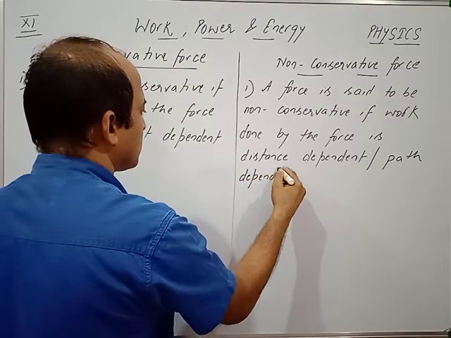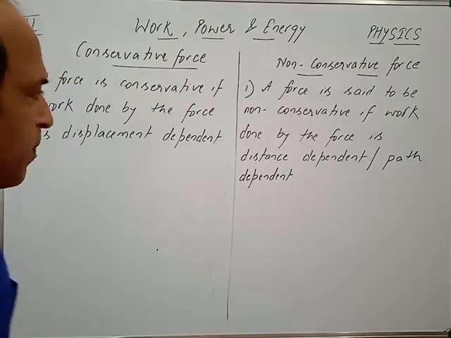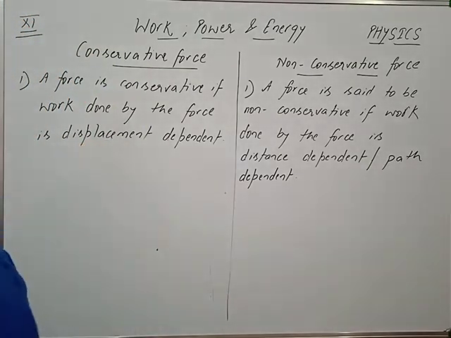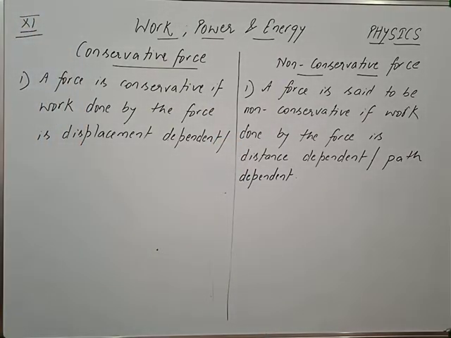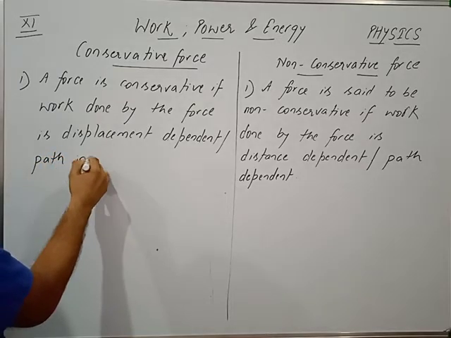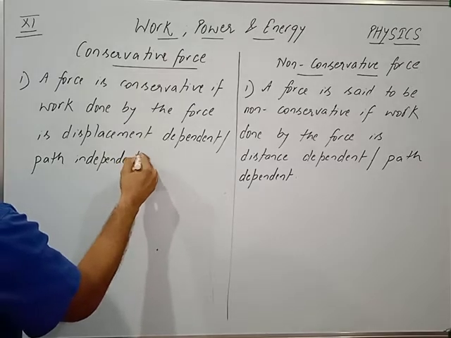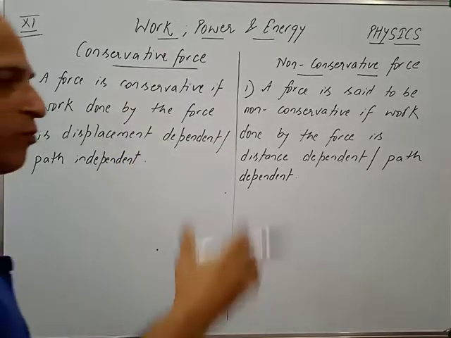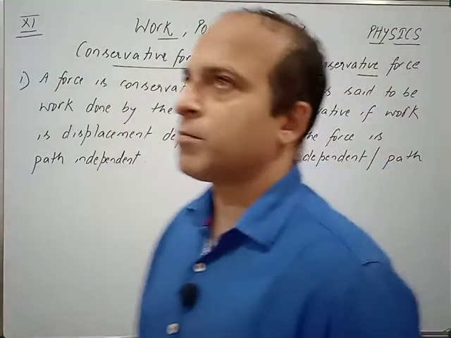That is, it depends upon the nature of the path that has been taken by the particle to move from one position to the other. But in this case, with an oblique sign, I can write a force is said to be conservative if work done by the force is displacement dependent or path independent. That means in this case, it does not depend upon whatever path has been taken by the particle to move from initial position to the final position. Are there examples? Yes, the examples are.